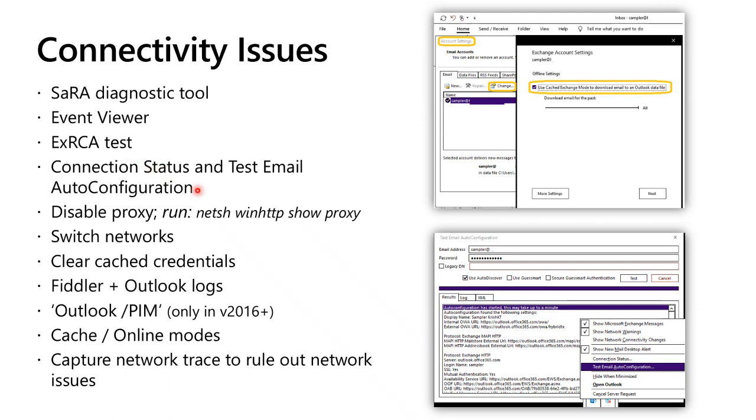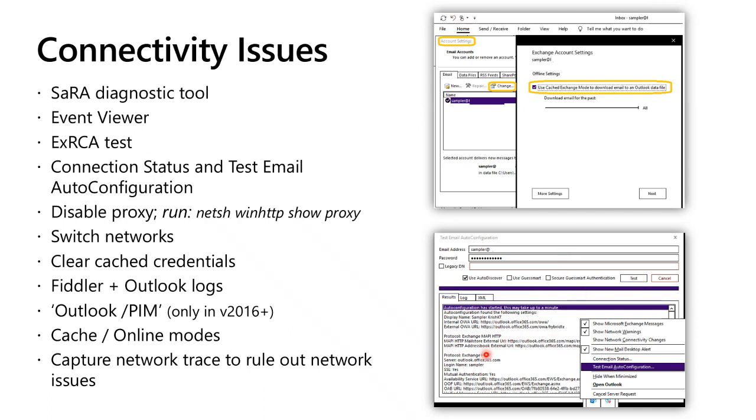Connection status is a dialog box that appears when you do Control plus right-click on the Outlook notification icon. It provides us multiple connection-related details. And test email auto configuration is vital when you handle issues with AutoDiscover. It can also be launched from Control plus right-click on the Outlook notification bar icon, where you get an option to test email auto configuration, and you see the dialog boxes shown in the screenshot here.